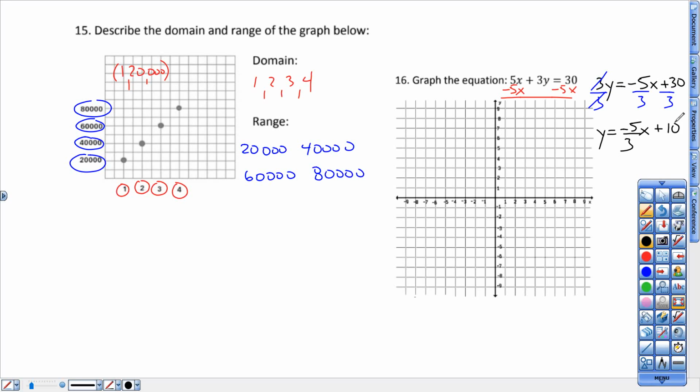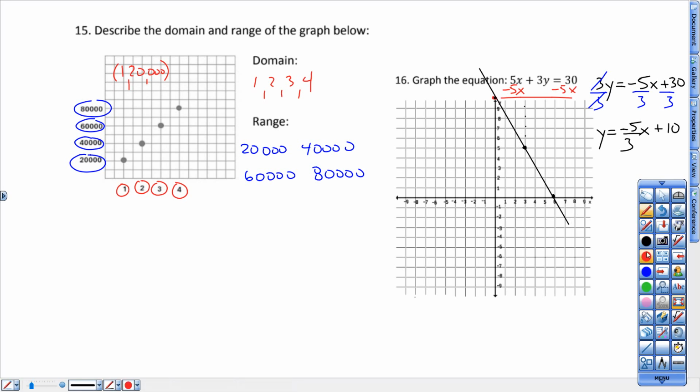So it looks like I'm starting at +10 on my y-axis. And every time I go right 3, I'm going down 5. 1, 2, 3, down 1, 2, 3, 4, 5. So right 3, down 5. 1, 2, 3, down 5. Looks like it touches the y-axis right there and the x-axis. Try to draw that line best I can.